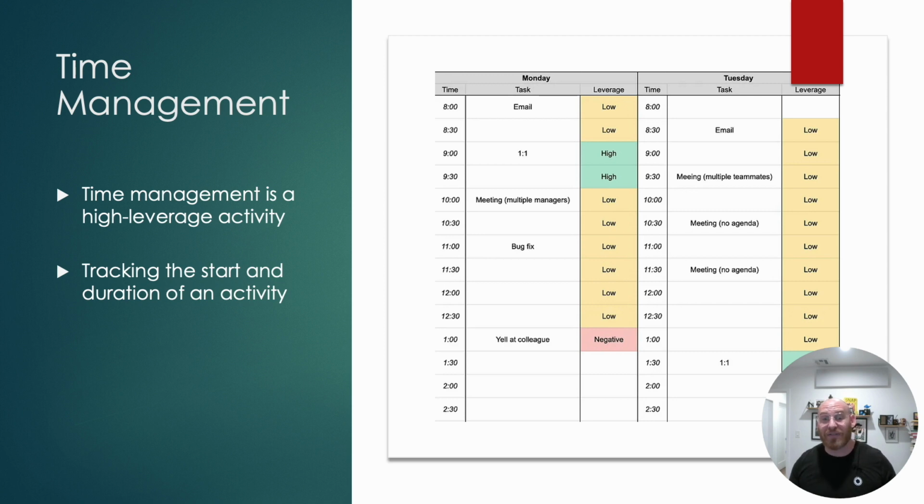Once you have a data set for how you're spending your time, you can start to prioritize your high leverage activities for when you're most engaged at work. As you become accustomed to thinking about activities as high, low, or negative leverage, you'll be able to recognize them almost by instinct and prioritize them.